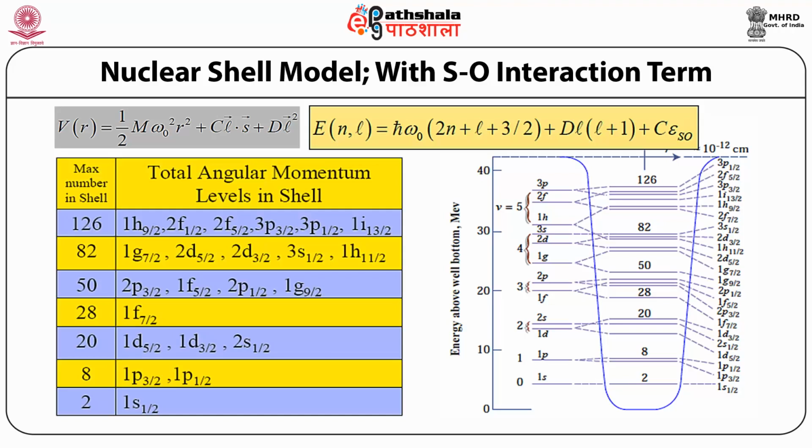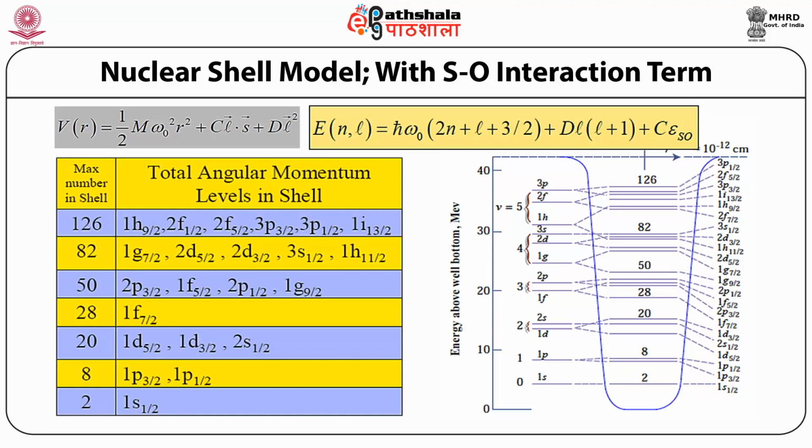If we start filling these orbits from the bottom to the top, we find that in the first orbit we can accommodate only two nucleons, because neutrons and protons are fermionic particles. So the Pauli exclusion principle is applicable, and as per it, in the s orbital we can accommodate only two nucleons. In the second level we have p3 by 2 and p1 by 2. So up to the second level we have 8. Then up to the third level we have the d level and s level, so d5 by 2, d3 by 2 and 2s1 by 2. So up to the third level we have 20.